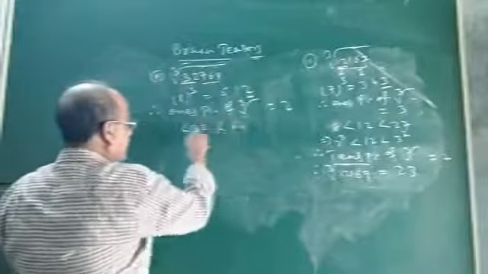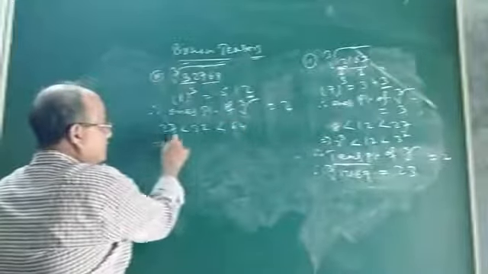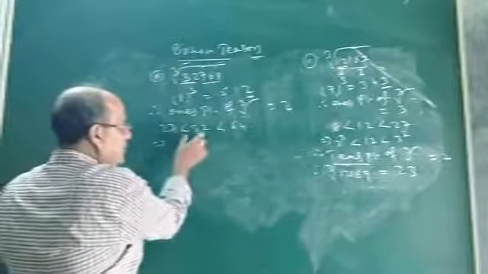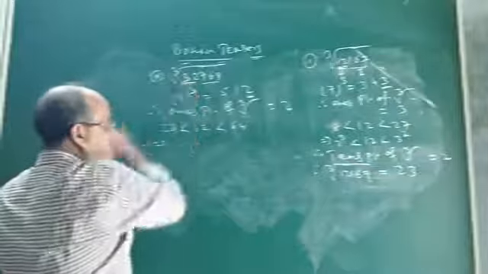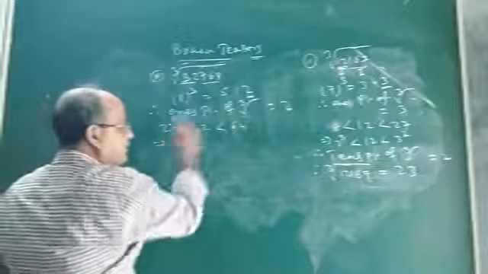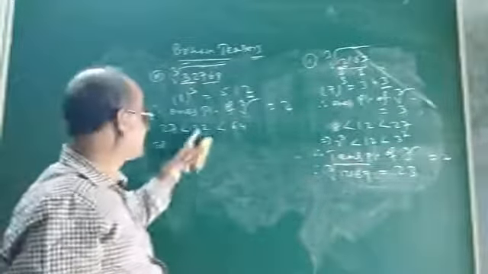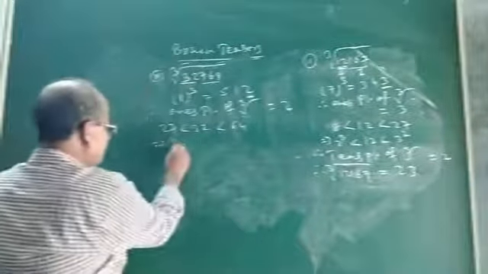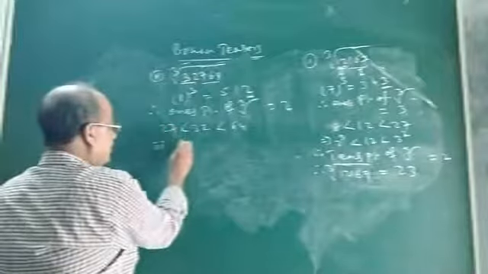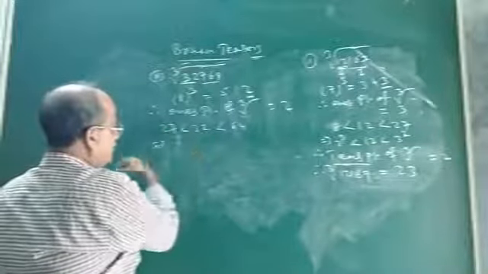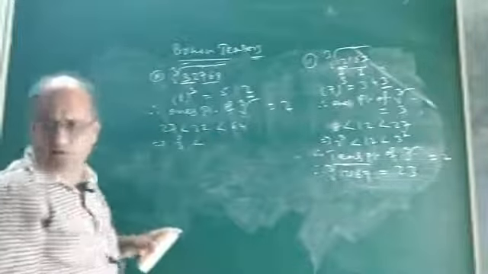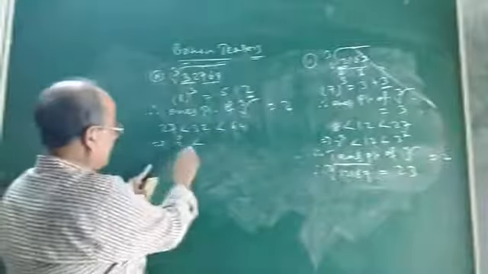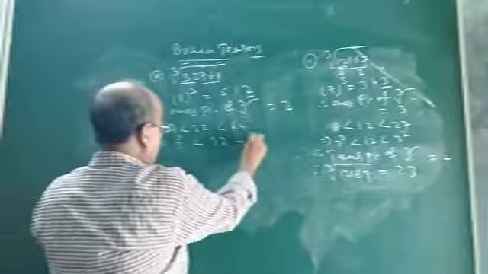So this is 64, this is 27. What does it mean? It means 32, the second group, lies between these two nearest perfect cubes, such that 32 is less than 64 and greater than 27. So this will be your 3 cube, then your 32, then this is 4 cube.